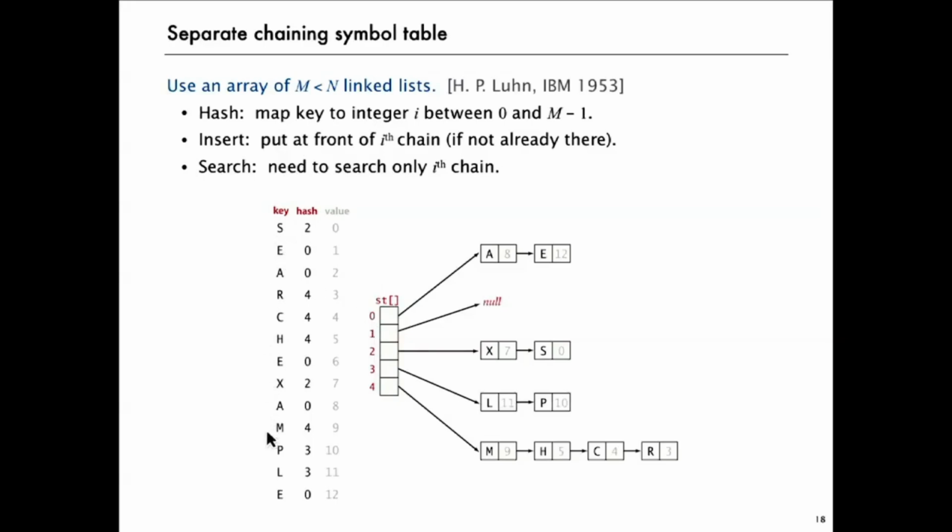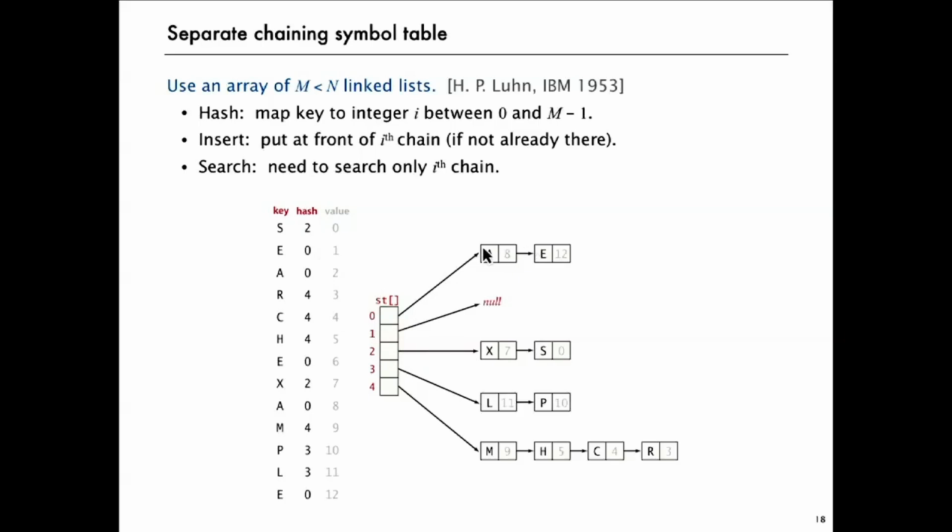In this case, we'll use single letter keys. It'll map any key to an integer between 0 and 4. And then to do an insertion, we'll just keep a linked list at the table position corresponding to the hash value. So S hashes to position 2, it'll be on the linked list that first link is at position 2. And then E goes to 0 and A goes to 0.